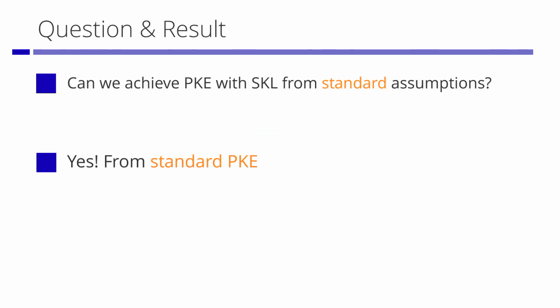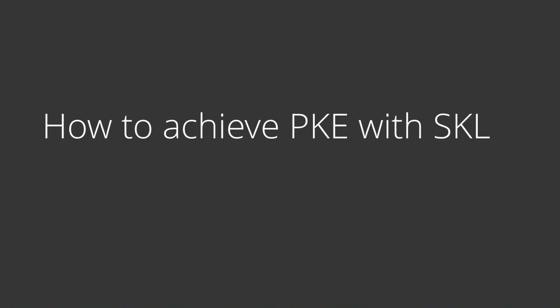So our main question is, can we achieve public key encryption with secure key leasing from standard assumption? If we assume indistinguishability obfuscation, we can achieve this primitive. But our question is whether we can achieve this notion from standard assumption. And the answer is yes, we can achieve this primitive from standard public key encryption. So let's move to how to achieve public key encryption with secure key leasing from standard public key encryption.